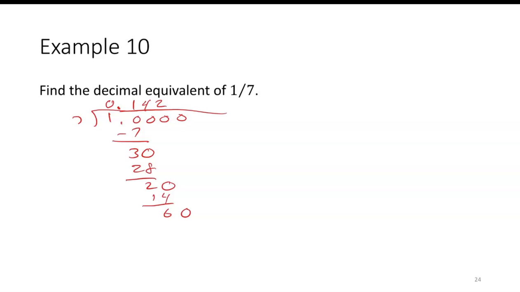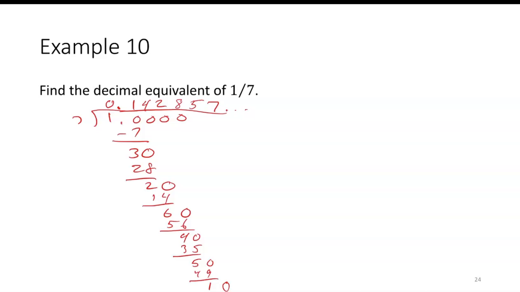7 goes into 60 8 times. 8 times 7 is 56. Still not repeating, so 7 goes into 40 5 times. And 7 goes into 50 7 times. And remainder 1. Now we're back to the beginning. So at that point, we have our repetition.